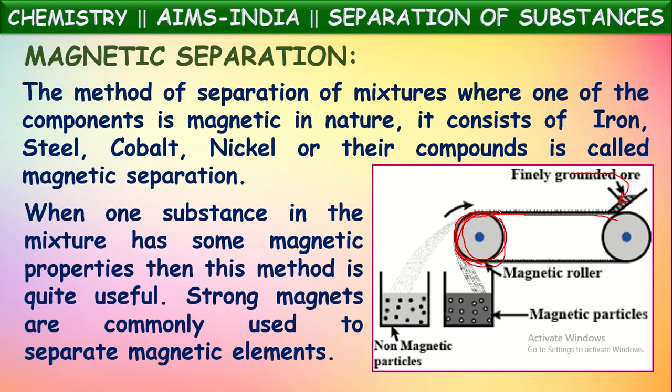Whereas the non-magnetic material will immediately fall down. See, the non-magnetic material will fall down here and be collected in this container. Whereas the magnetic material will stick to the belt for a certain time because of this magnetic wheel. After coming a certain distance, it will be released into this other container. So in this way, magnetic particles and non-magnetic particles can be separated by using this magnetic separation technique.